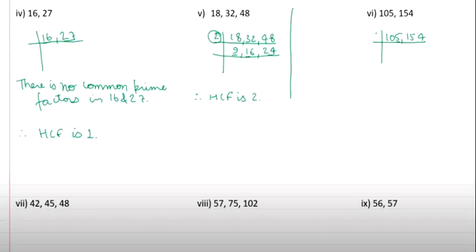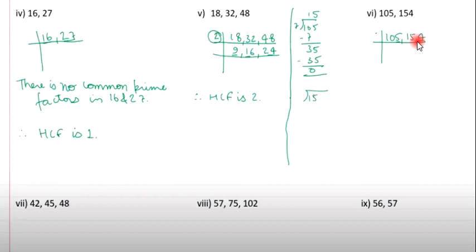The next numbers we have are 105 and 154. Using the test of divisibility for 2, 3, 5, we cannot divide these two numbers. You'll see that the numbers are divisible by 7. 105, when you divide by 7, you have 7 ones are 7, 3 is the remainder, 7 fives are 35. So 7 15s is 105.